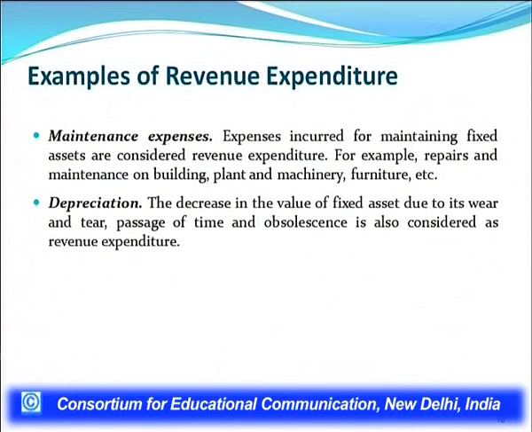Then depreciation. So, depreciation is not a cash expense which is incurred by the firm. It is basically that the asset has already been purchased. So, it is the decrease in the value of the asset due to its wear and tear and passage of time, and sometimes obsolescence is the reason for this. So, depreciation is a decrease in the value of the assets, and it is treated as a revenue expenditure.